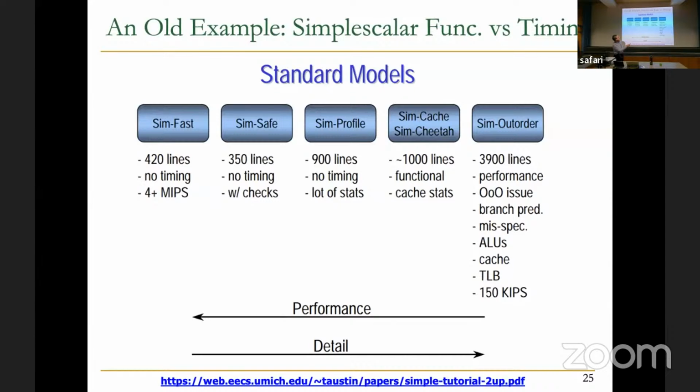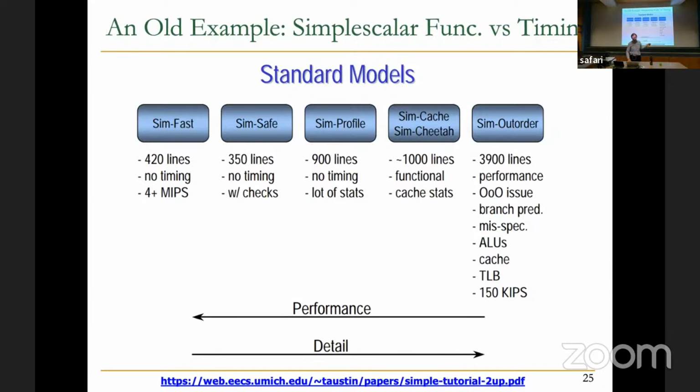Here, you basically have a cache model, and you can get cache statistics. Still no timing. Here, it's an out-of-order processor simulator, and it has timing with some simplistic assumptions, basically. It's only 4,000 lines of code. That's the beauty of the simulator. It's very simple. That's why it's called SimpleScalar.